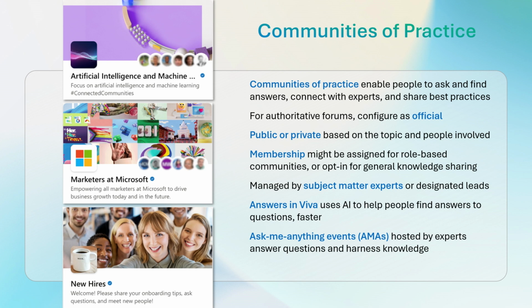Again, these will probably be public, or if it's proprietary information, they could be private. That's totally fine too. But you have an option here with Viva Engage. And membership might be assigned based on if this is for a particular division and you want everyone to be plugged in, or it could be opt-in, right? If that's the process, that's okay with you.